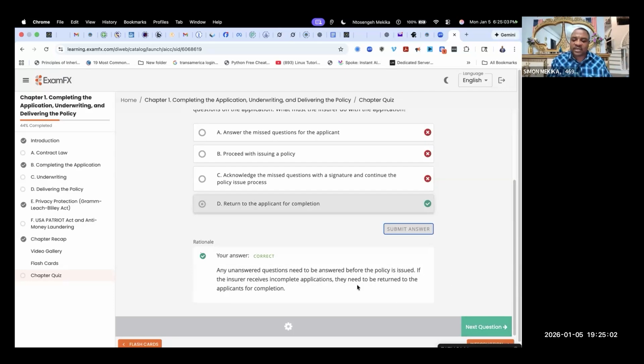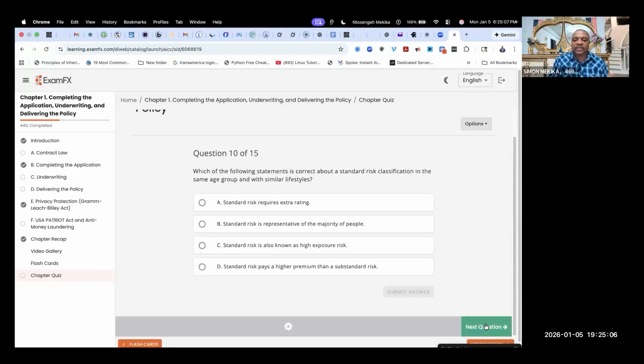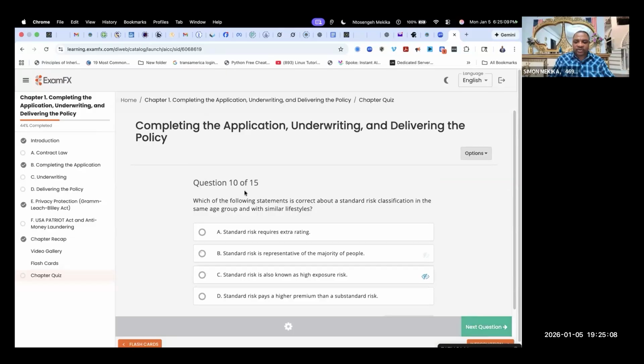Great. Otherwise, they will waive the right to collect that answer. That's obvious. If you miss a couple of questions, they will return that application to you. If you miss one or two, they may decide they are waiving the right to collect answers for those questions. So let's go.